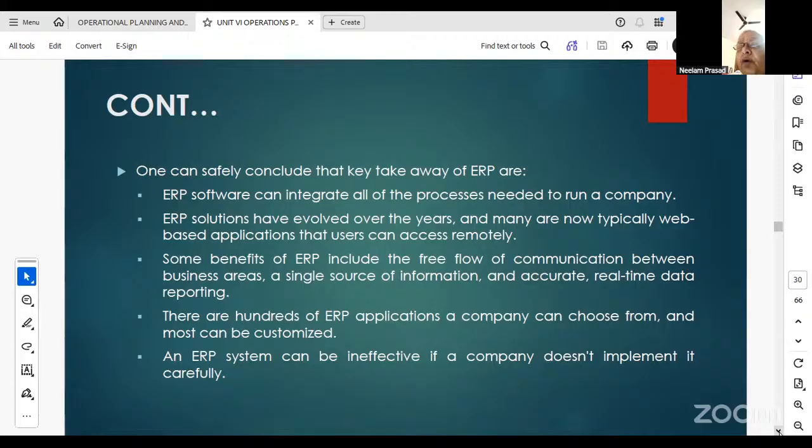And it is in modular form, so that you don't have to implement all the modules in one go. First implement one. If it is working perfectly, and you have gained good understanding of the whole system, then you can introduce another one, and so on and so forth. So that is why it is made in a modular form, not in one. It can have all the modules, but it does not mean that the implementation of all the modules should be in one go.